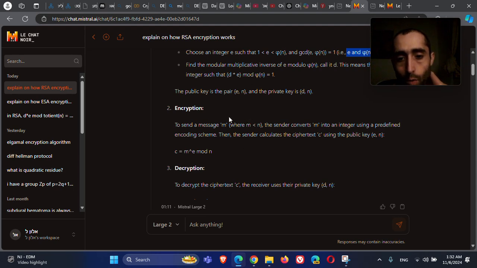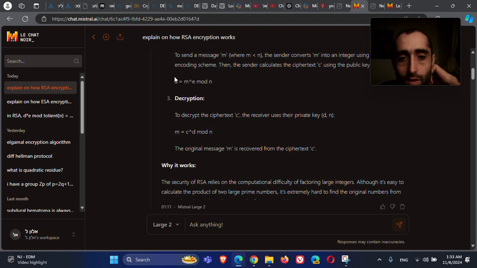Encryption. We convert the message we want to encrypt to a number less than n. We should have that it's coprime with n, but it probably will happen, as you saw. Now we encrypt the message. We take the message m and raise it to the power of e, which is part of the public key that we just chose, in modulo n.